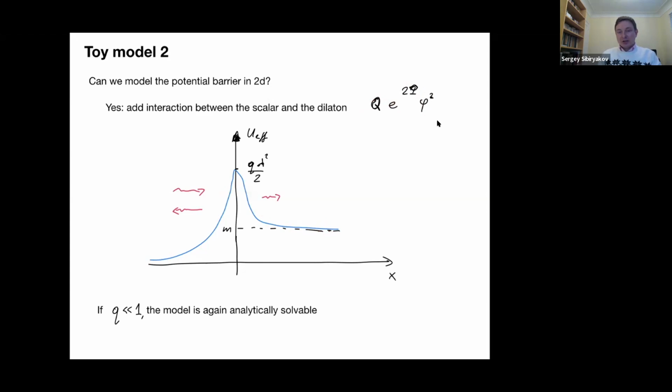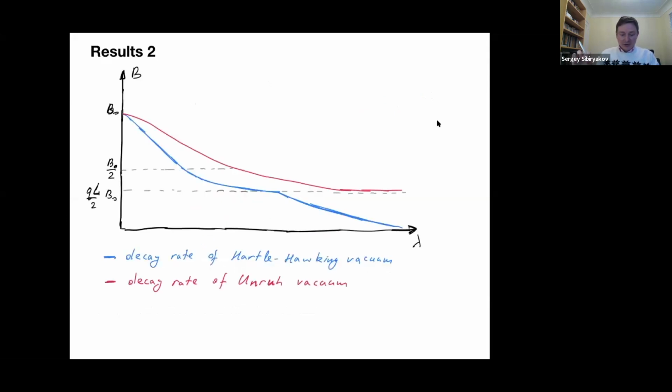Moreover, the situation is even better than in the case of 4D, because now we have this coupling, this overall coefficient, under our control. We can choose it to be large, small, or whatever we want. And if this coefficient is much smaller than 1, then the model is still analytically solvable. And in this case, that's the picture we get.